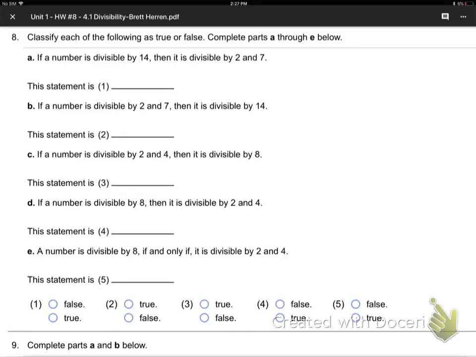Okay. So see if you can follow these true-false questions. Classify each of the following as true or false. If a number is divisible by 14, then it's divisible by 2 and 7. So if a number is divisible by 2 and 7, is it divisible by 14? No, other way around. If it's divisible by 14, is it divisible by 2 and 7? So do you see what they're saying? 14 goes into some number. So do 2 and 7 go into that number?